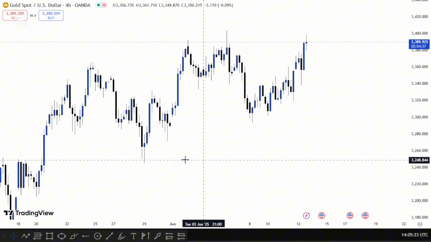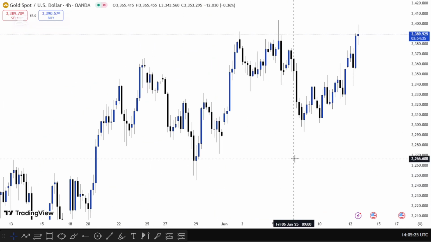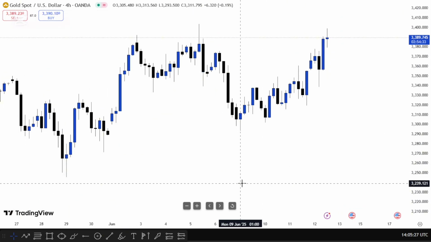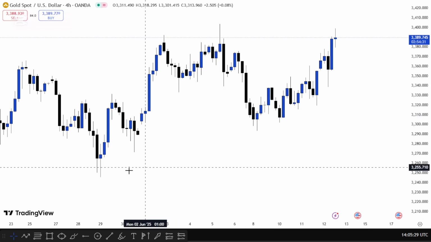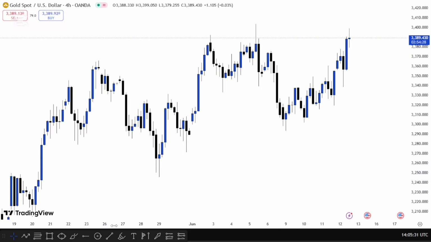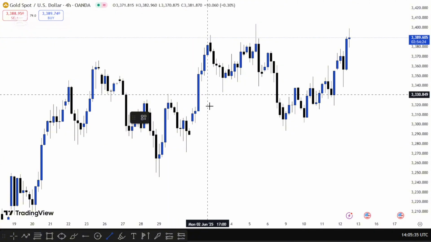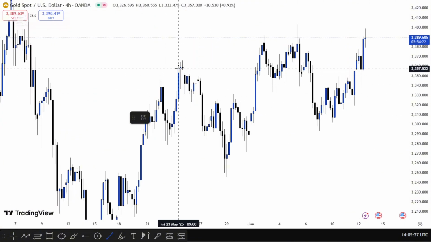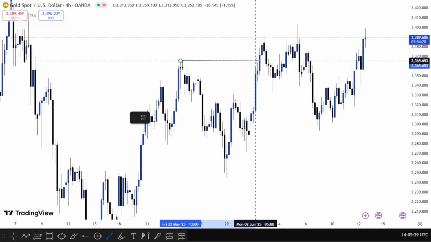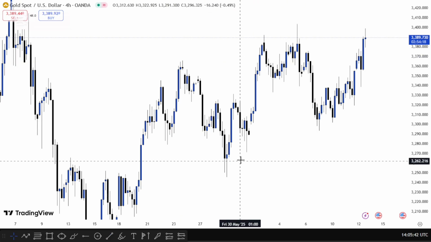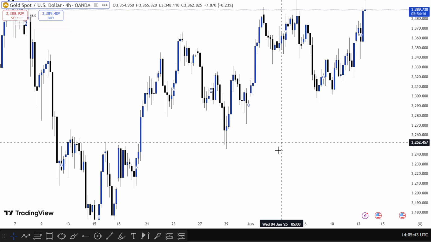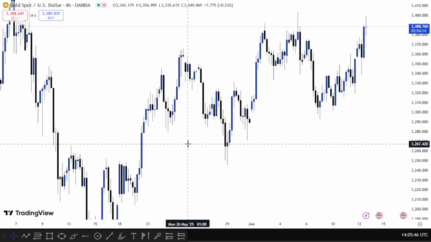Right here, let's look at something. Why is gold buying now? From what I can deduce from the 4-hour time frame perspective, it is this: we have a break of structure right here. Whatever happens here has already defined our trend. We have a market structure shift and all.